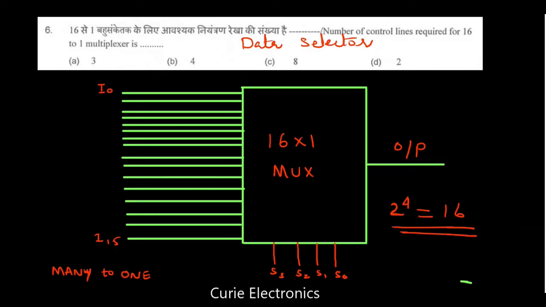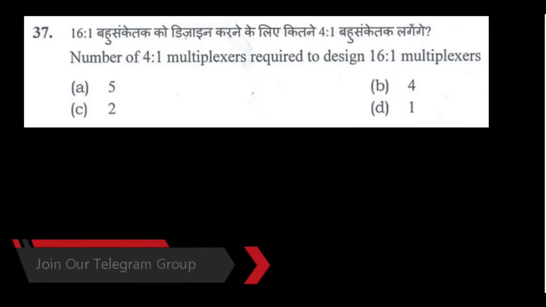Now let's move to the next question. So what is the answer? Here we need how many selection lines? 4. Because if you have 4 selection lines, we will have 2 to the power 4 combinations. So this is equal to 2 to the power n combinations, so that we can select any of these inputs and transfer that data to the output. Let's go to the next question.